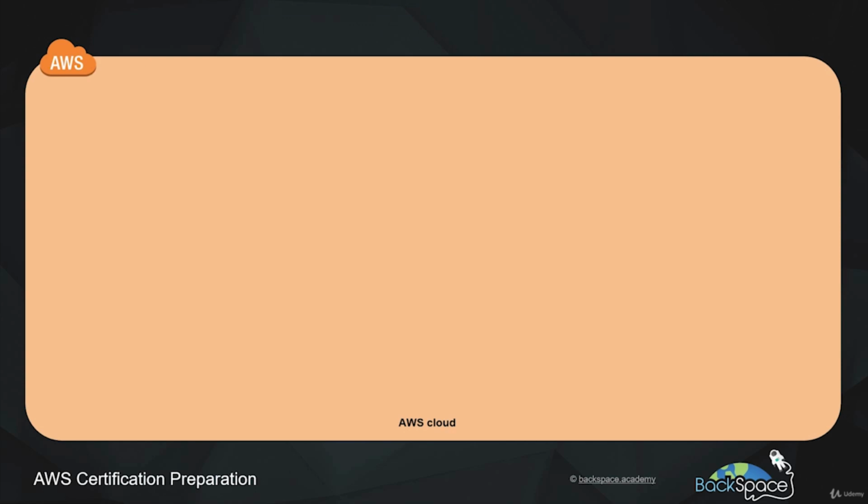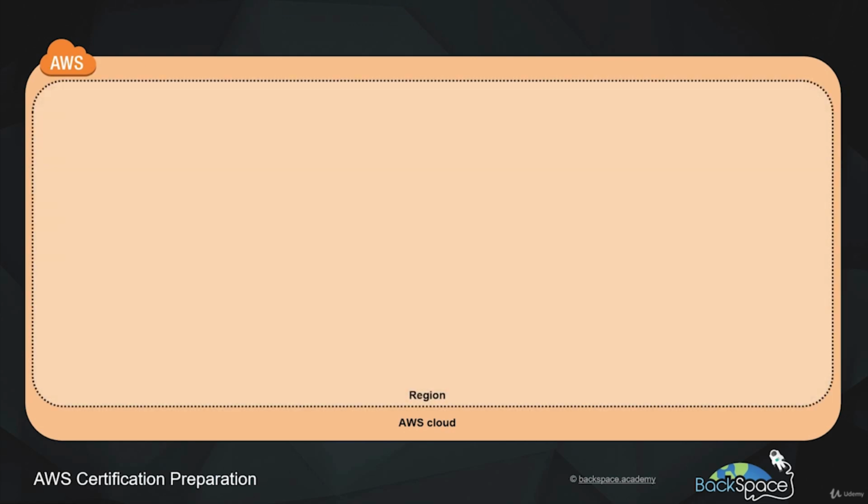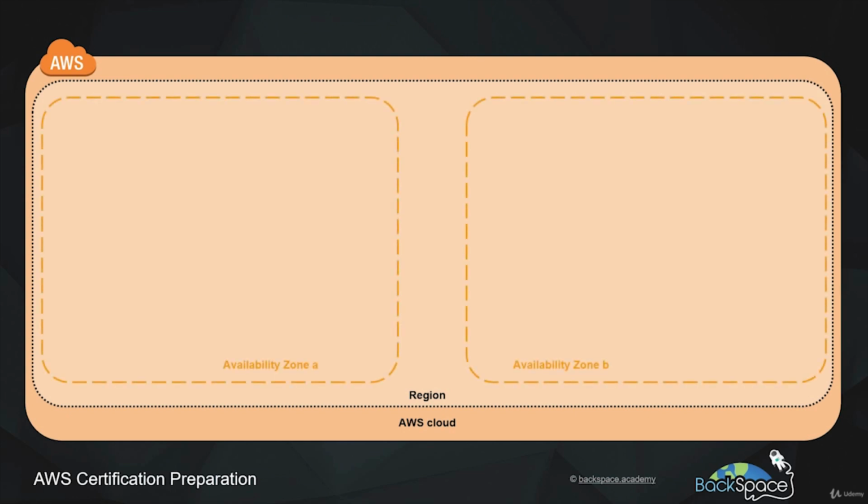So here we've got the AWS cloud, and as we know, it's divided up into regions, and those regions are divided up into availability zones. So if we have our architecture distributed across multiple availability zones, if one of those availability zones goes down, our infrastructure will still continue to operate and serve requests.